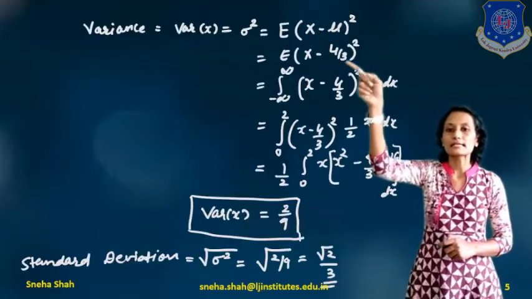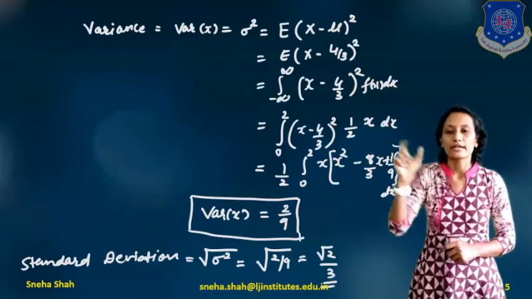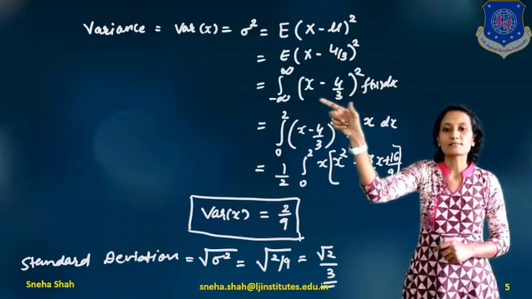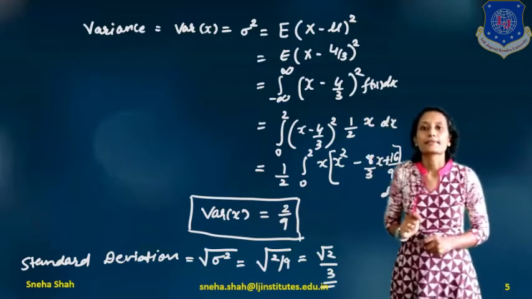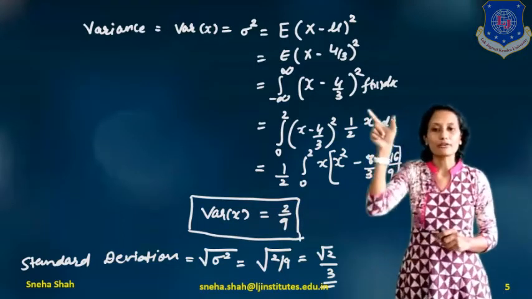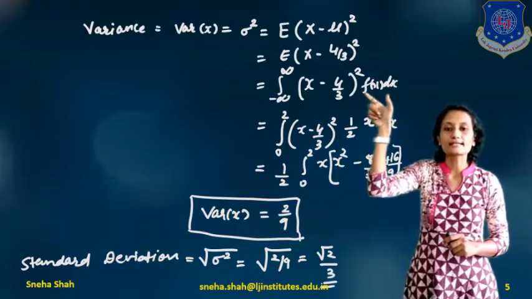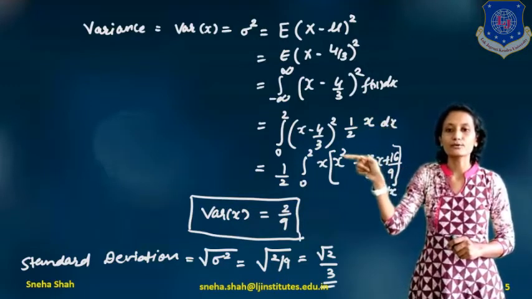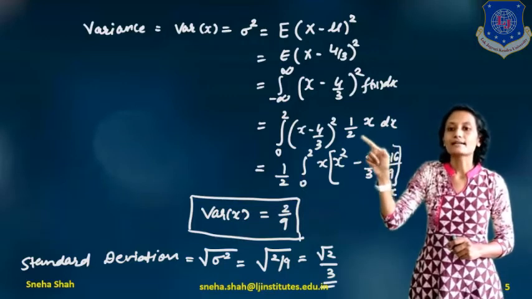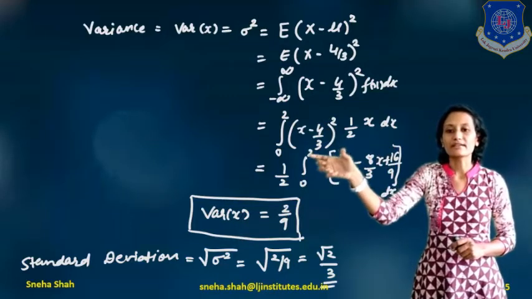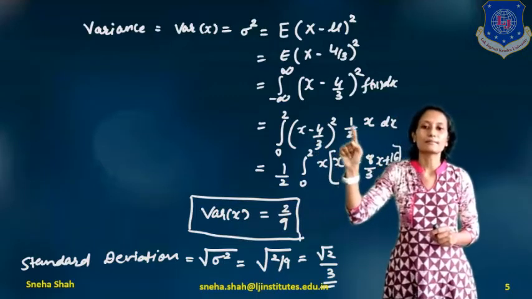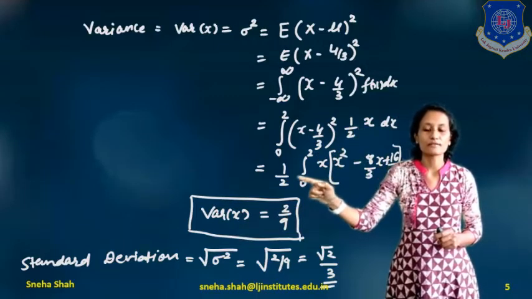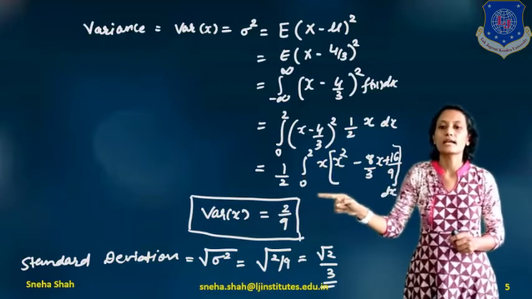Now here the term is x minus 4 by 3 square. So instead of x, we will put in x minus 4 by 3 whole square into f of x dx. Now here we will put in the value of f of x. Now what is the value of f of x? F of x equals 1 by 2 into x, and the range will be 0 to 2. So the term will be like this. Now if I simplify this term, 1 by 2 is a constant, so it will be outside of this integration.